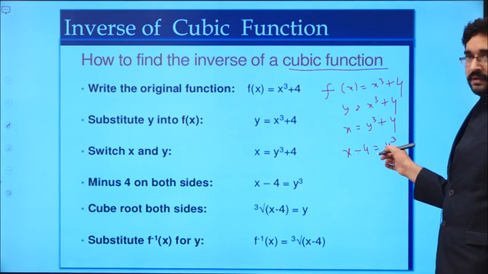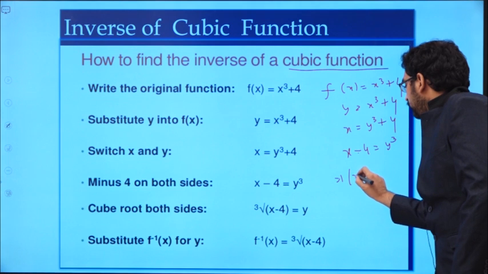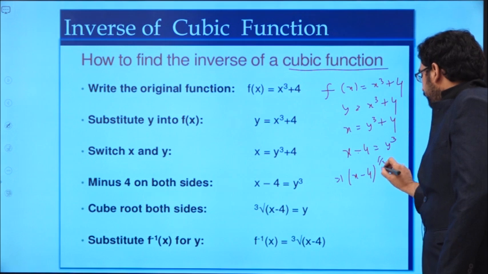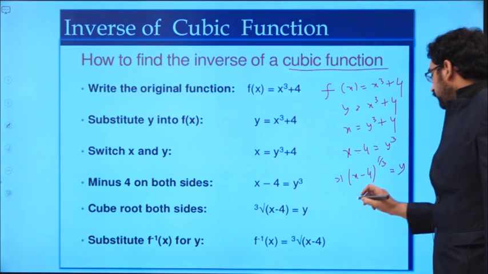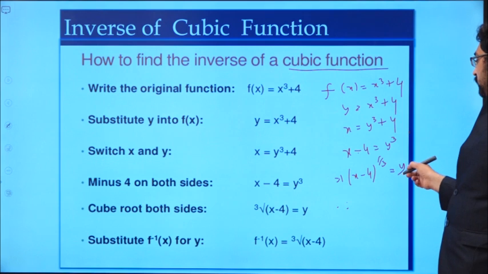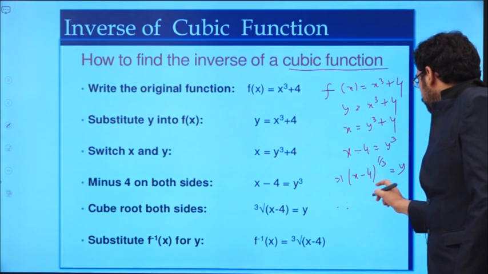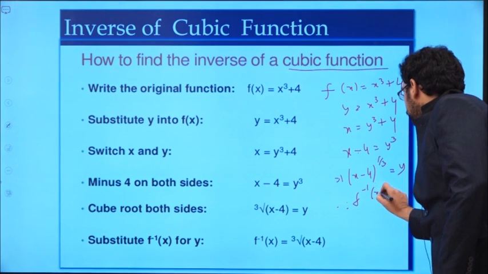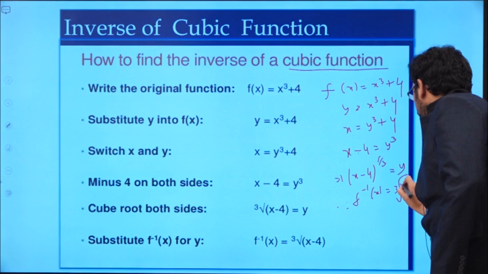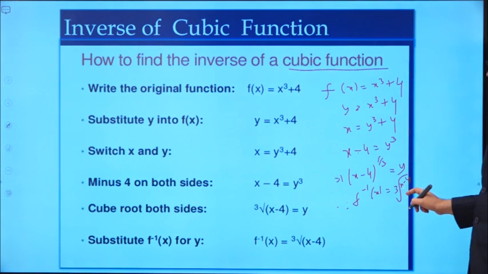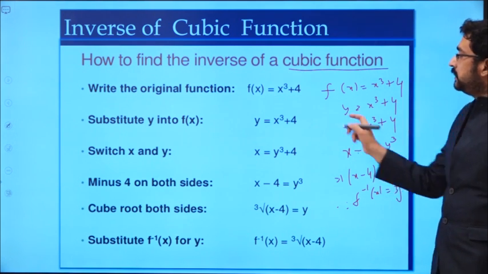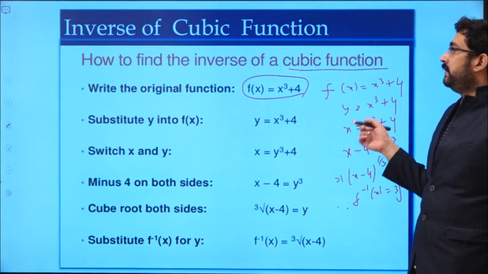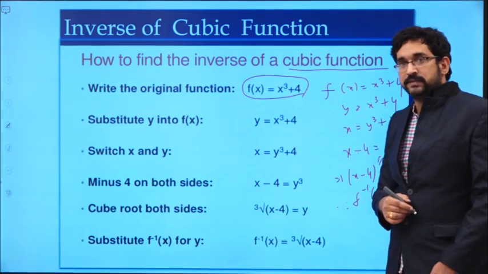Here on the right side, the cube is there. So raise both sides to the power 1 by 3. x minus 4 whole power 1 by 3, the cube root, equals y. What is y? f of x equals y. Then y is nothing but f inverse of x. Therefore, f inverse of x equals the cube root of x minus 4. So the cube root of x minus 4 is the solution for the given cubic function. In this way, we can find the inverse for cubic functions.